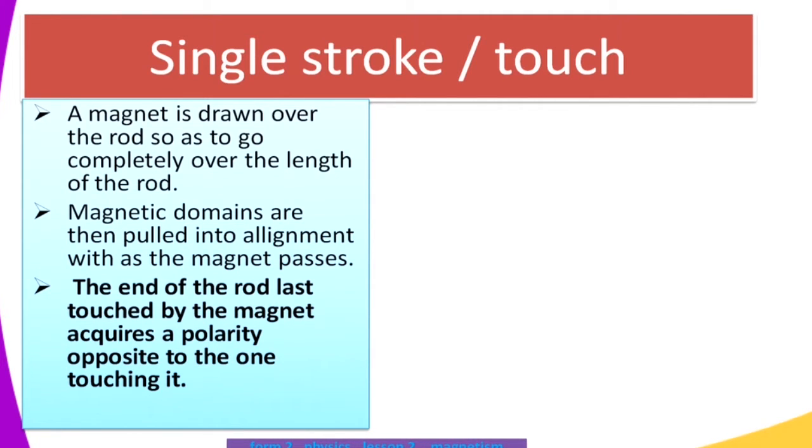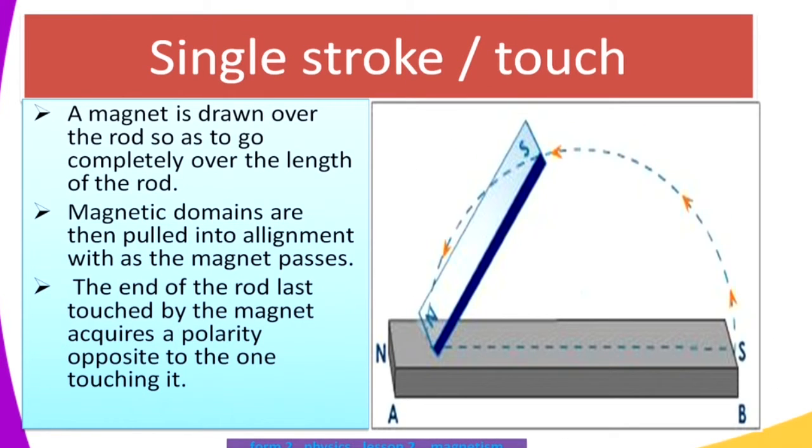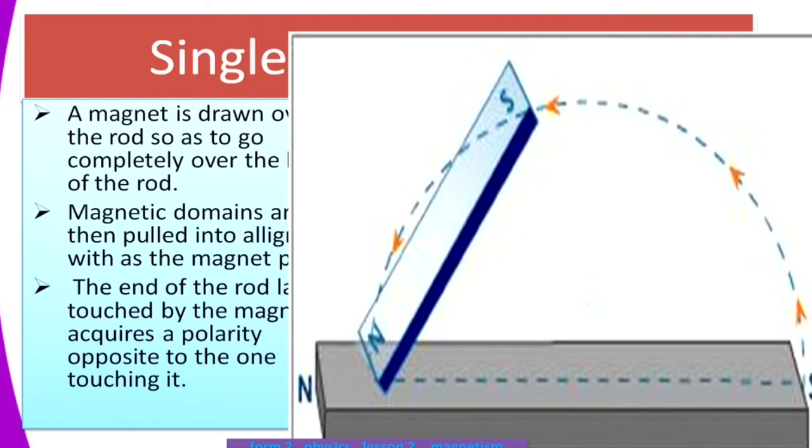So this is a photo showing single stroke touch, and in the single stroke we have AB as the steel bar being magnetized. Now look at the direction of stroking or touch, moving from point A to B. The last end that was touched was touched by the pole M. Therefore that end becomes the north pole, and it follows that the other end is going to become the south pole. That is single touch as a method of magnetization. So you can have this diagram. A close view of the diagram is able to tell you this.